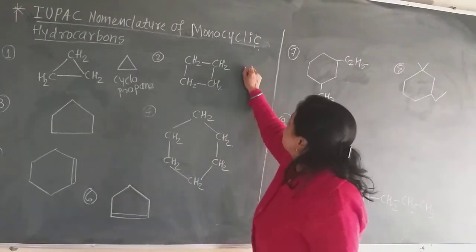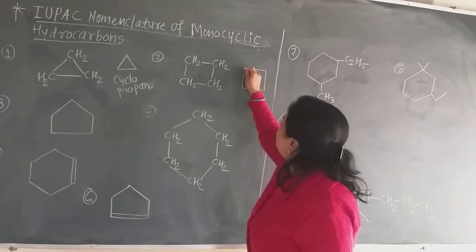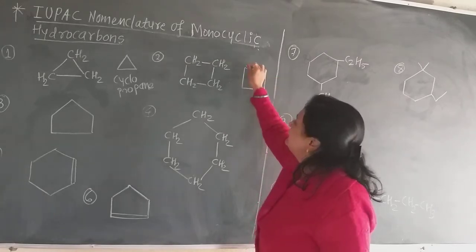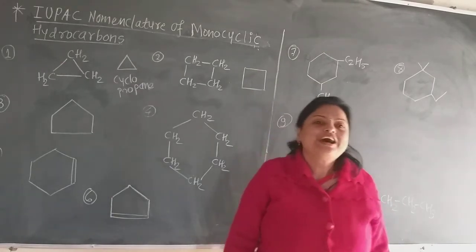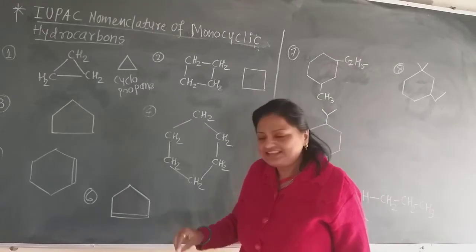Now this can also be shown as a square. We know that on each corner there is a carbon containing 2 hydrogen atoms. So this and this are the same. What is this then?